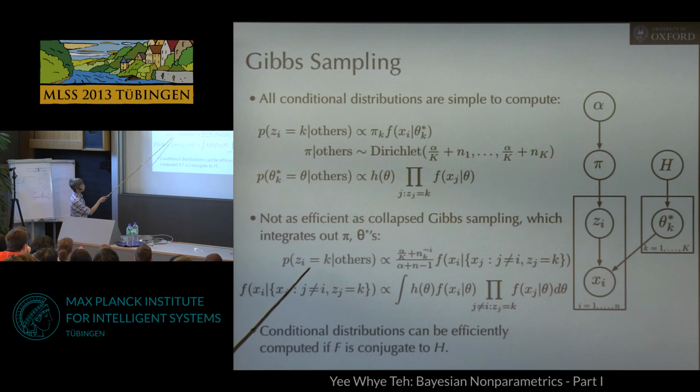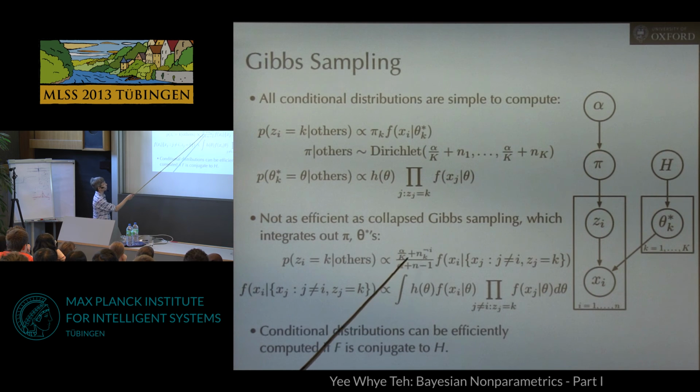Right, so the conditional distribution of Zi given the other Zi's is going to be, as I said, proportional to a prior term times the likelihood term. Okay, the prior term is very interpretable. This is a fraction, so the denominator actually doesn't depend on K at all, so we can just ignore it. In the numerator, n_k minus i is simply the number of other data items that are currently assigned to cluster K, besides the current data item that we're interested in.